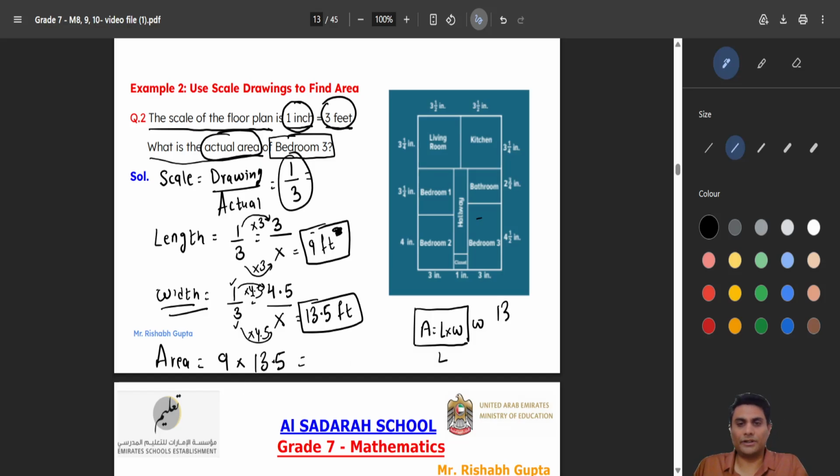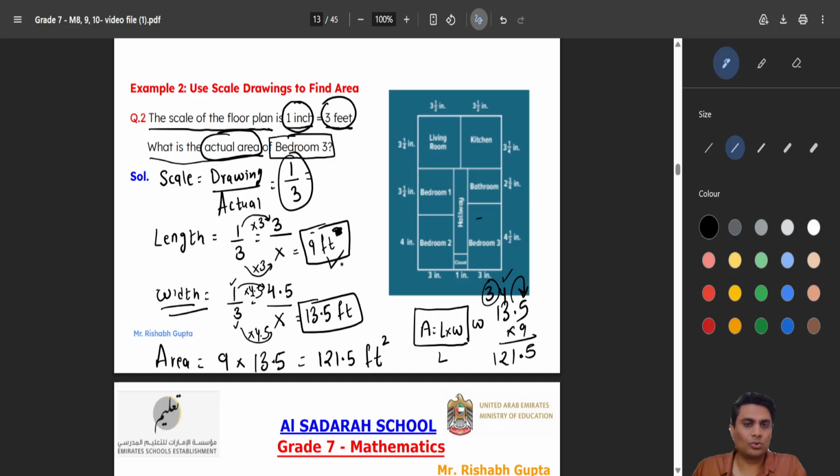So check, 13.5 multiply 9. 9 times 5, 45. 5 here, 4 up. 9 times 3, 27. 27 and 4, 31. 1 here, 3 up. 9 times 1, 9. Plus 3, 12. So 12 here. Check the decimal. After decimal, I have only one number. So in the answer, after one number, put the decimal. So this will become 121.5 feet square.